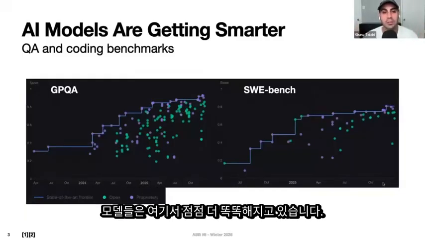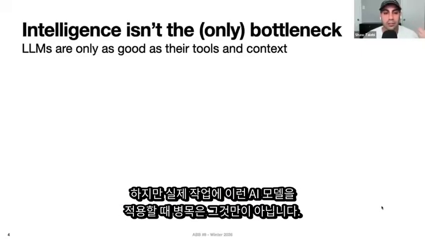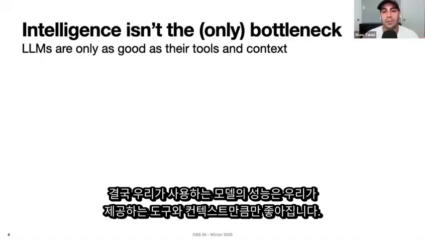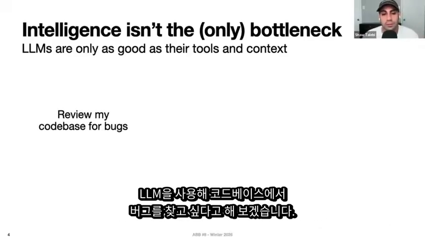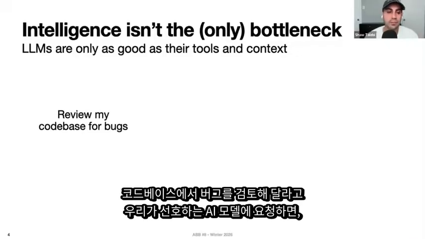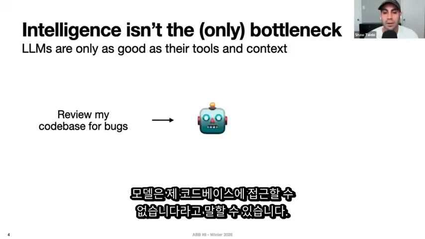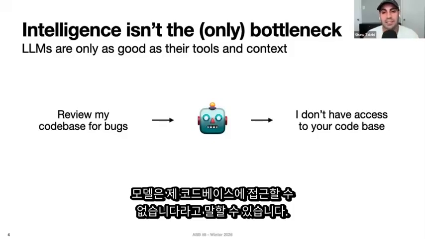Models are getting smarter and smarter here, but that's not the only bottleneck when it comes to applying these AI models for real world tasks. Ultimately, the models that we're using are only going to be as good as the tools and the context that we give them. Just to give a specific example, if we wanted to use an LLM to find bugs in our code base, if we say review my code base for bugs, and send that request to our favorite AI model, it might say something like, I don't have access to your code base.